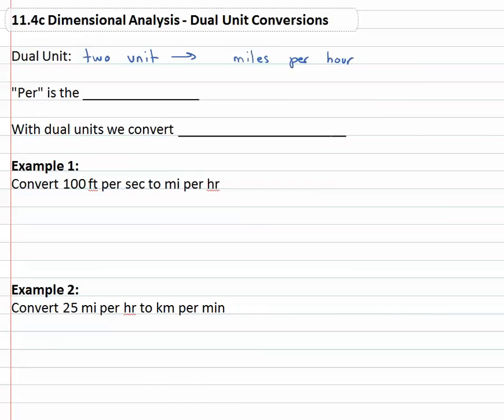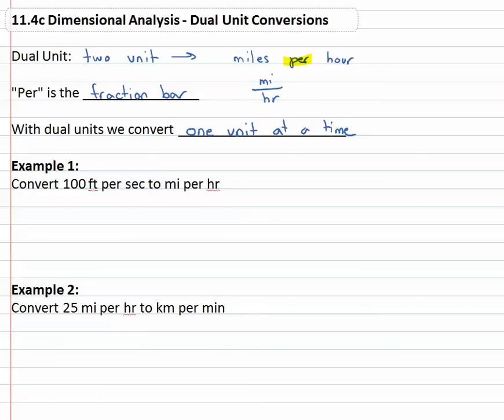Now, per, that important word is going to tell us where the fraction bar goes. It's going to be miles per hour. So the miles are in the numerator, hours are the denominator, and per is that fraction bar. Now, we can't convert both of those units together at the same time. With dual units, we will have to convert one unit at a time. In other words, we'll make the numerator what we want it to be, and then we will make the denominator what we want it to be to get our final answer.